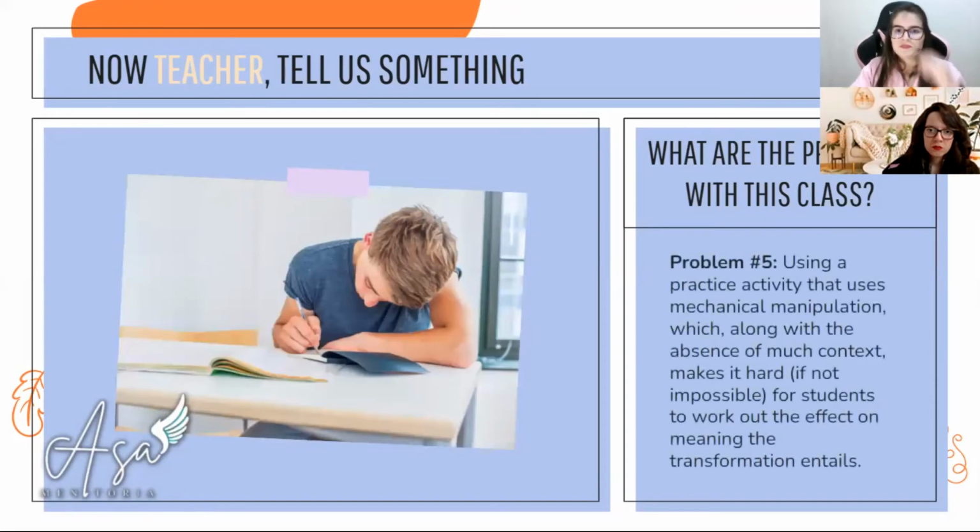Problem number 5. Using a practice activity that uses mechanical manipulation. Someone, I think it was Taisha, said there was no objective. What's the objective of that activity, right? So it's too mechanical, which along with the absence of much context, there is no context in that activity. So what is the purpose of you learning past perfect? It makes it hard, if not impossible, for students to work out the effect on meaning the transformation entails.